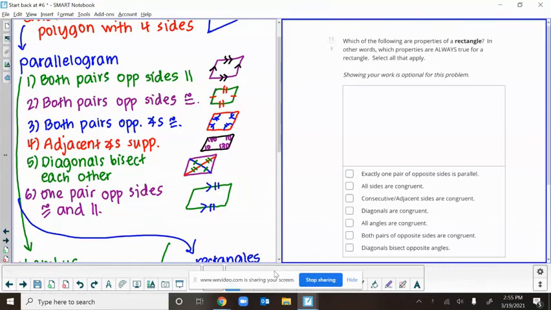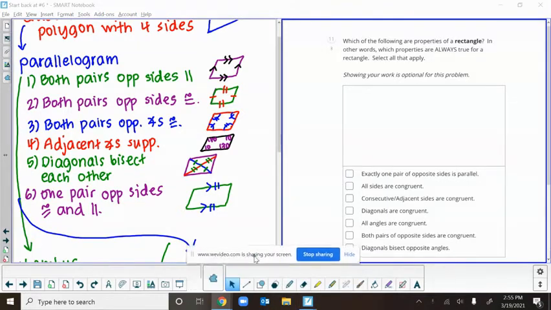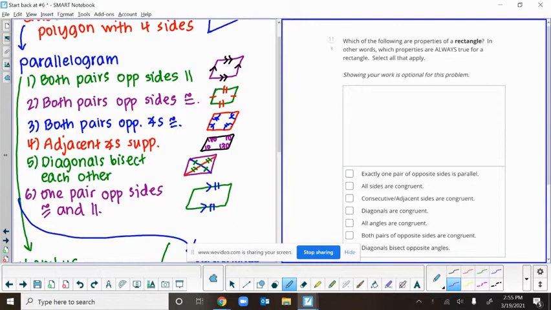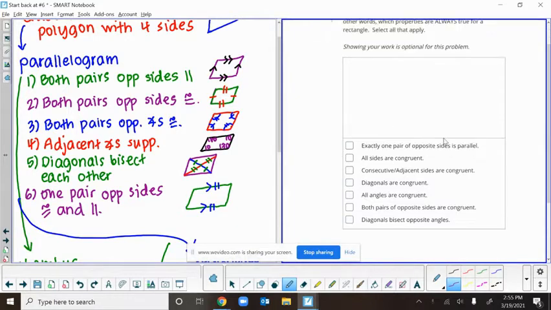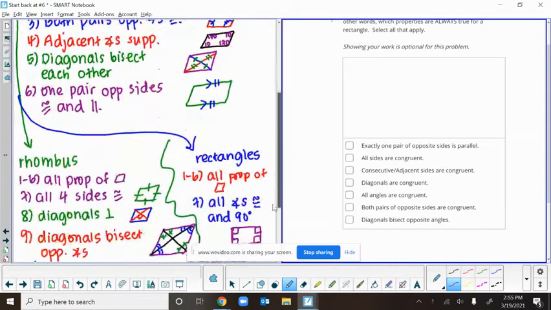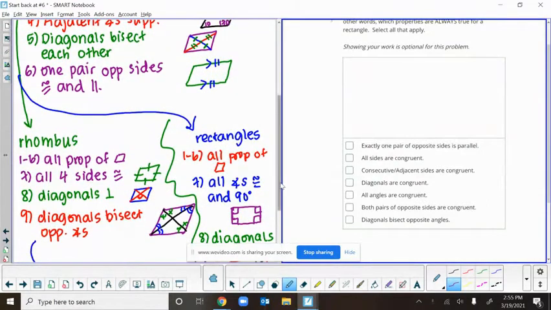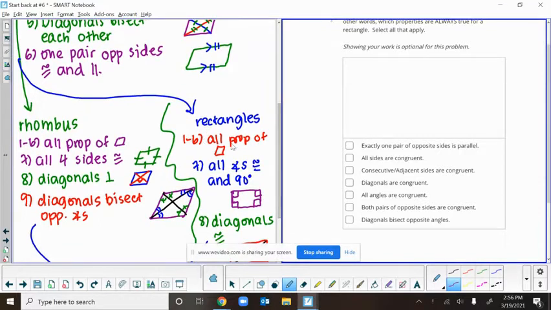All right, so for this problem, it says, which of the following are properties of a rectangle? And then it gives you a bunch of different options. So something that you have to realize is, okay, here's all my properties that we wrote down for rectangles. First 6 we said are all properties of a parallelogram.